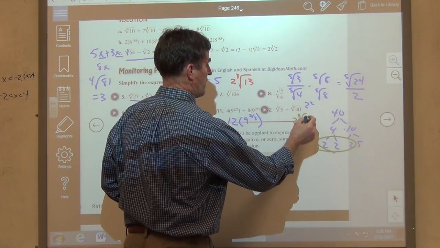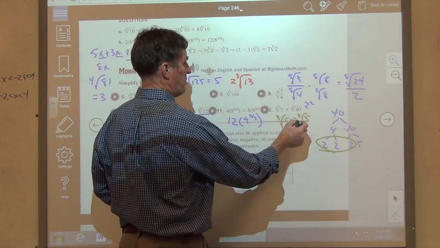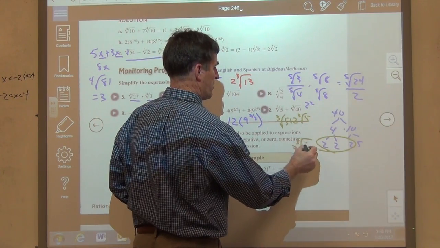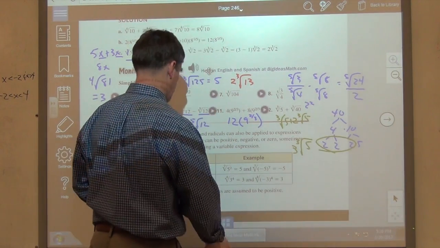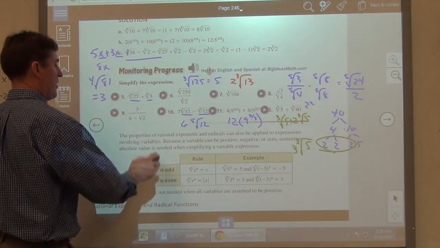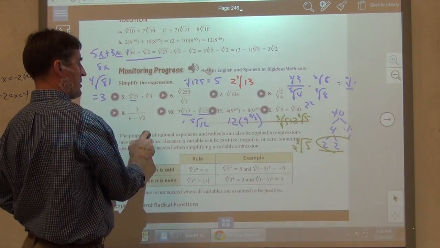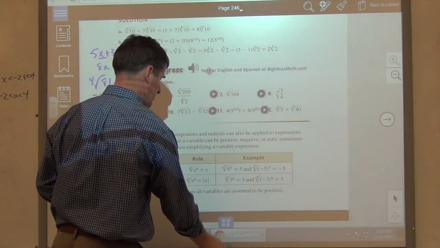2 times the cube root of 5. Now they are the same, so 1 plus 2 would be 3, and then the cube root of 5, and you'd be done. Alright? Now, this next part, I'm not going to really worry about it too much on the test, but you'll need it for when you do the problems.